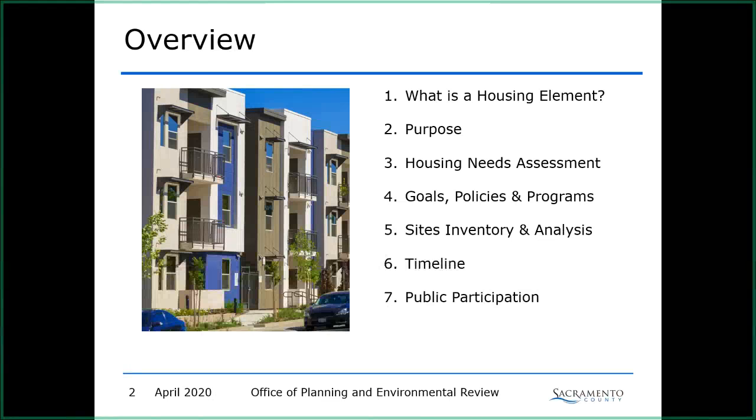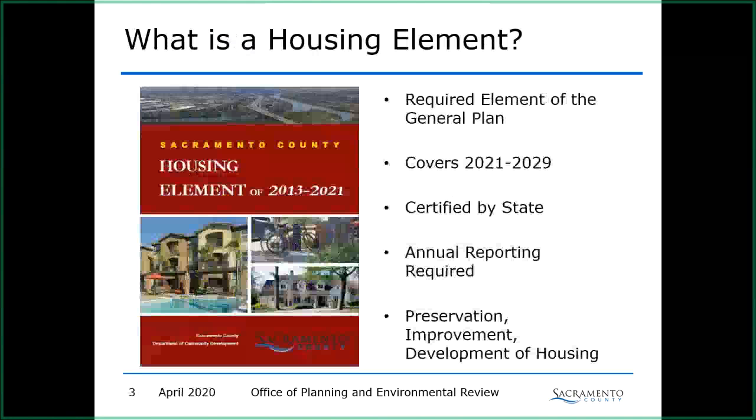A general plan is a document that acts as a blueprint for future development for all California cities and counties. There are 8 elements or topics that California law requires us to cover in a general plan. These topics include land use, circulation, and environmental justice, to name a few. One of the other required elements is the housing element.